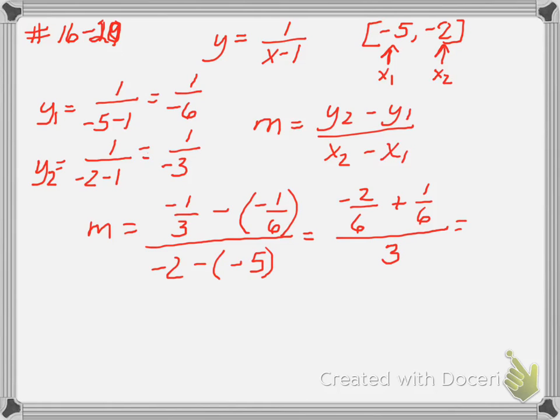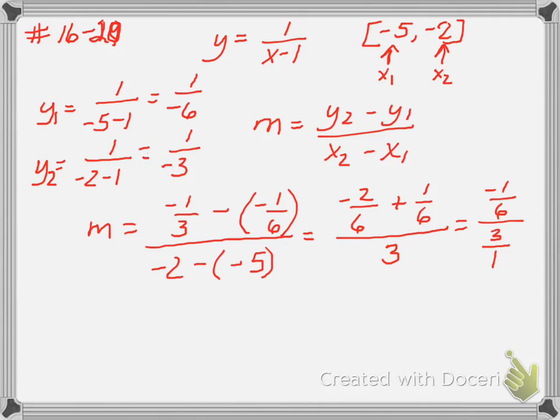Alright, so I combine my numerator. -2/6 plus 1/6 would be -1/6, divided by, and I'm going to put 3 over 1, because since it's a fraction divided by a whole number, you can rewrite your whole number 3 as 3 divided by 1.